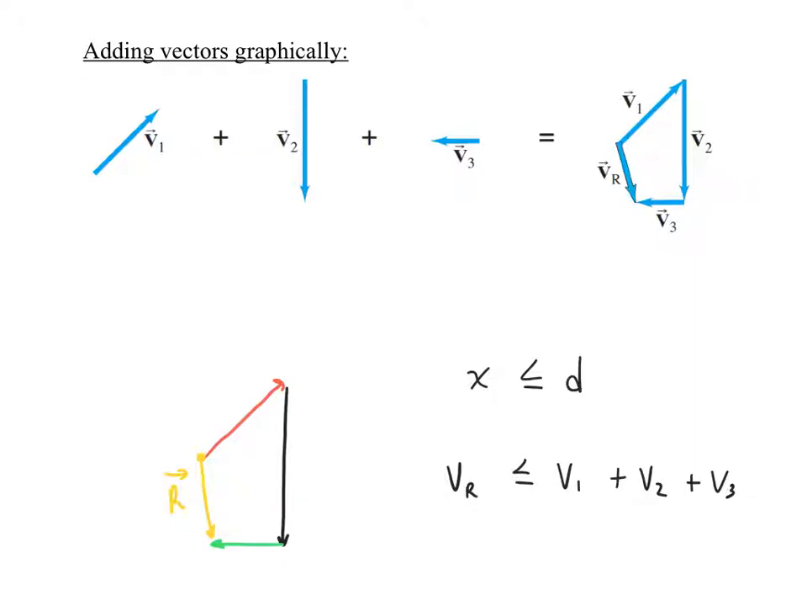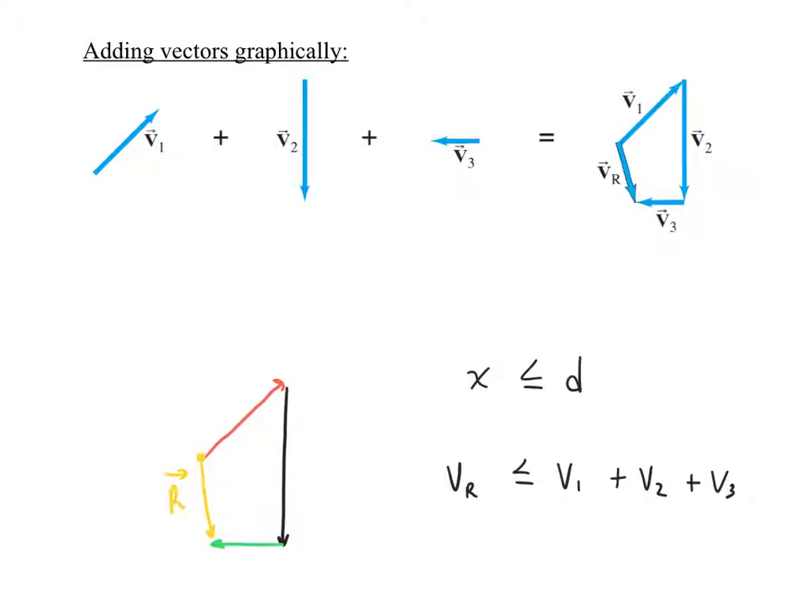So again, the resultant, which is in yellow, is less than or equal to the sum of the other three. Now, when would it be equal? It's never going to be greater than, because less than or equal to means it cannot be greater. When will it be equal? When you travel in a straight line, the distance is the same as your displacement. Yes, very good. When you don't make any turns. Very good. No turning allowed.